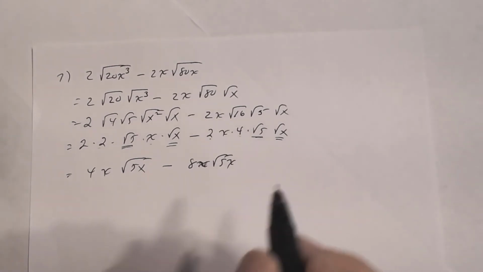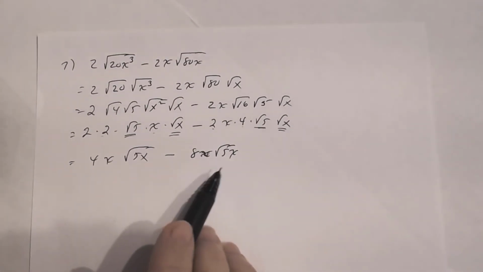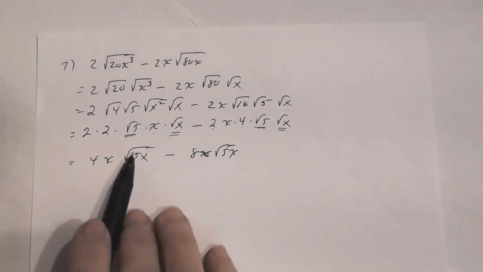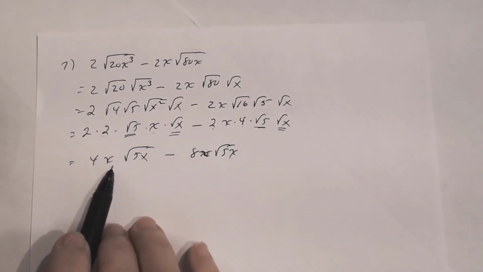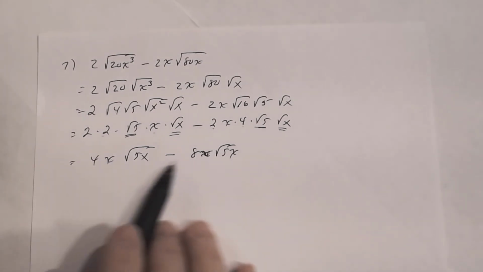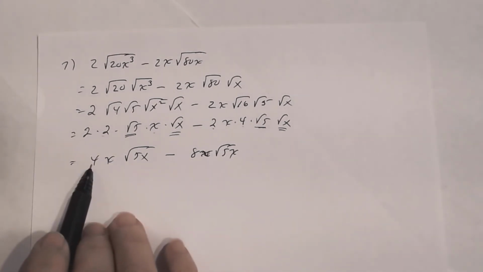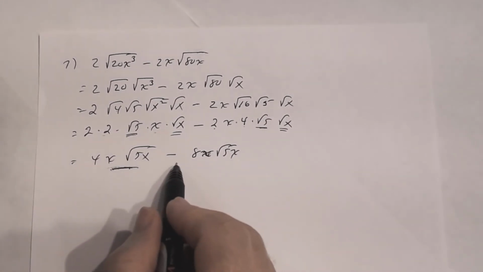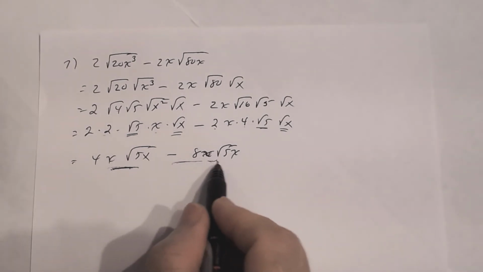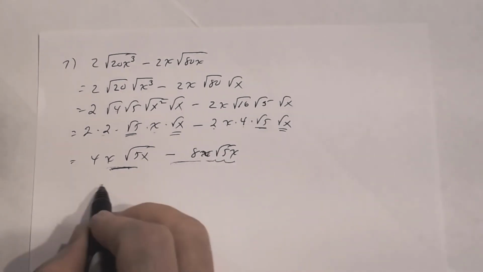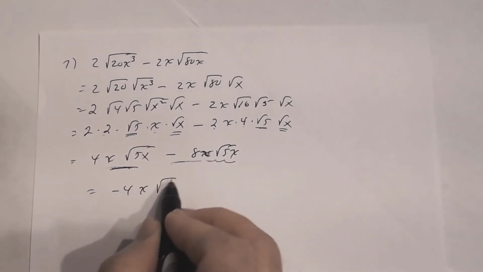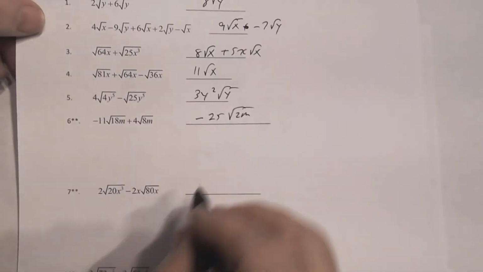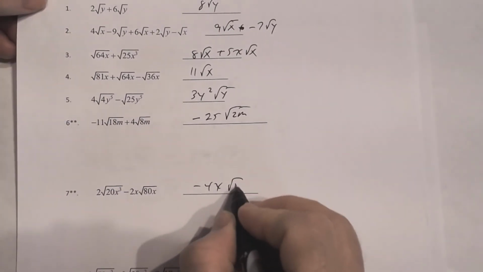Now, the question becomes, are these now like terms? The radicands are the same. They both contain 5x. The index is the same. They're both square roots. And then notice that extra factor of x here, and I have it here. So 4 of these, x square root of 5x, minus 8 of these, will give me a negative 4 of those. So negative 4x square root of 5x. All right, so that's the answer to number 7. So negative 4x square root of 5x.